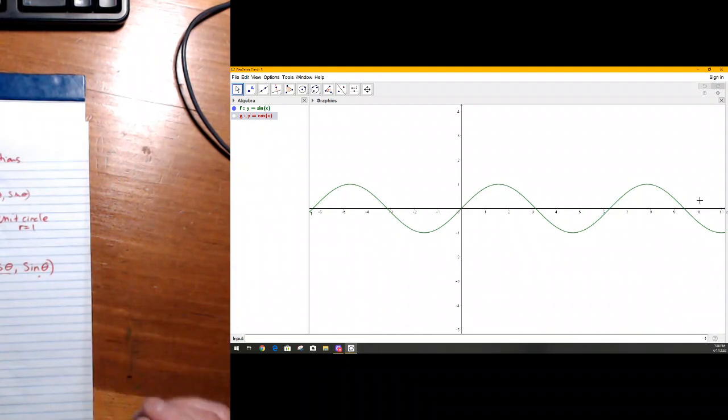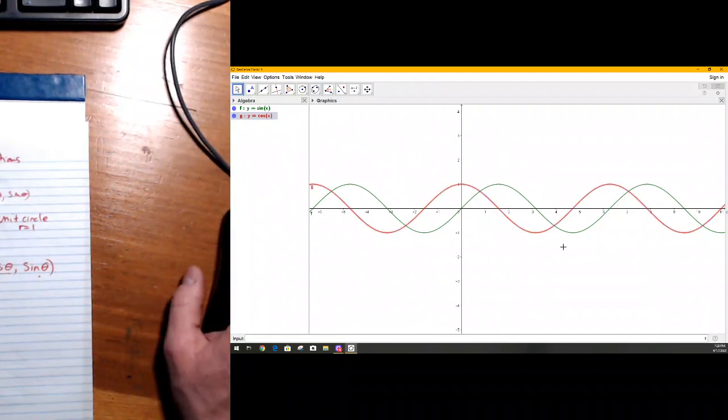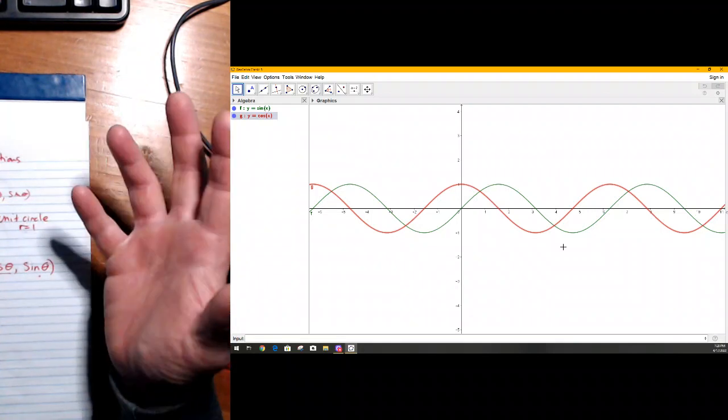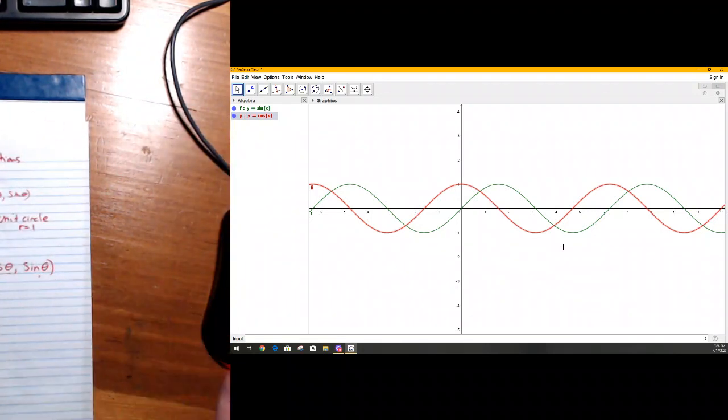So in the next video, we're actually going to look at the properties that these sine and cosine waves have. We're going to look at their equations, and we're going to look at their attributes, and we're going to look at how that actually changes the function.